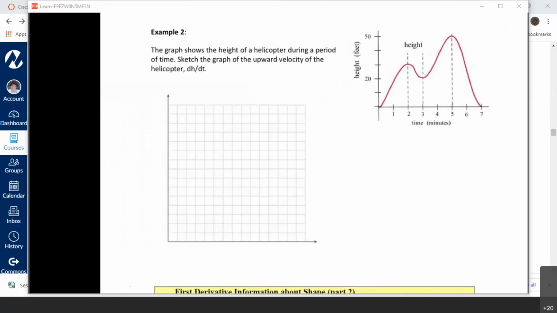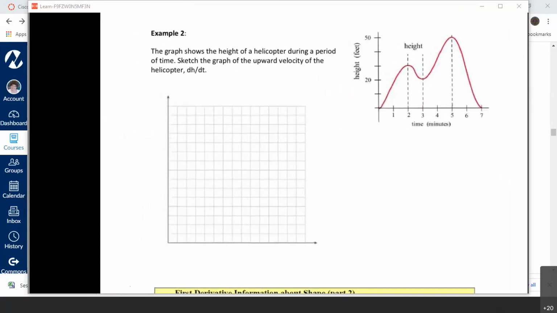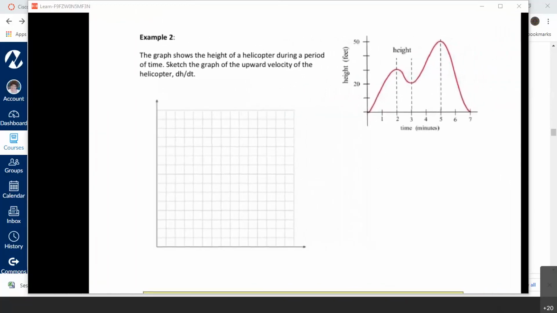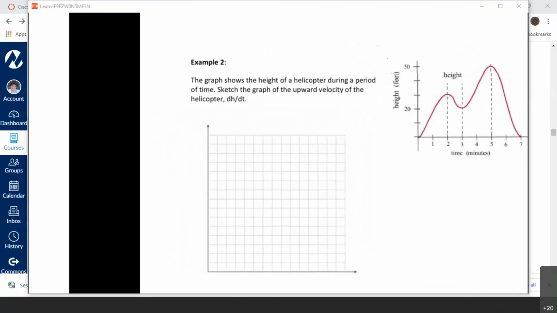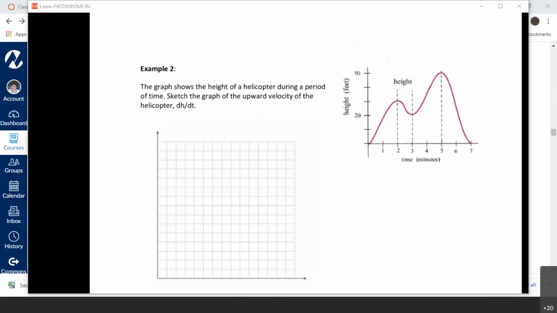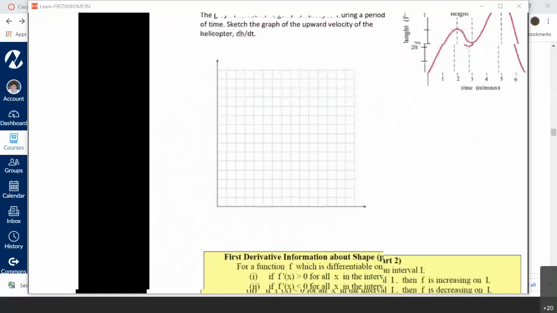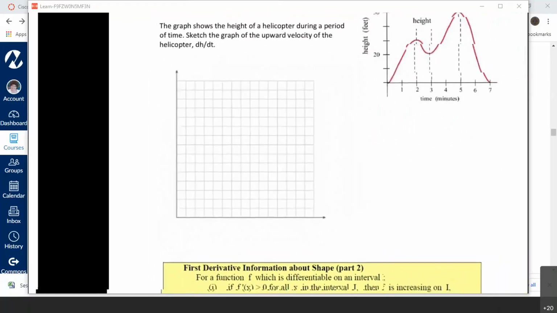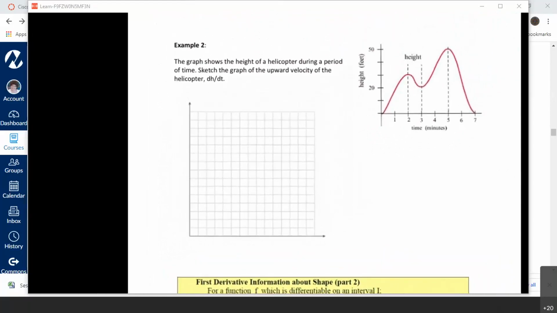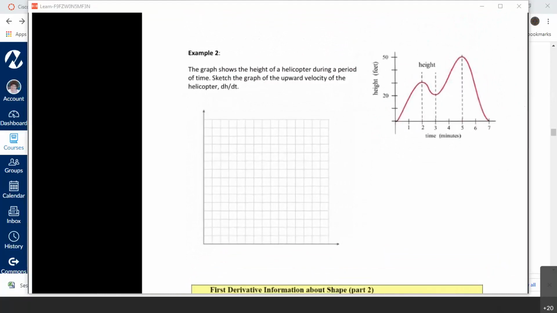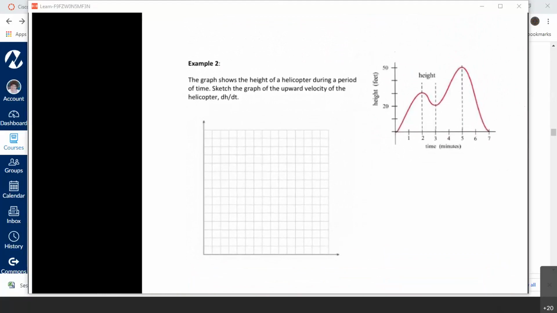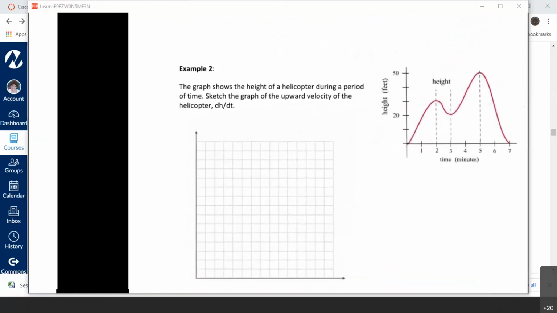Another way of putting that is they want h prime, and again, I'm having a problem with my notes. So just give me a second. I'm having a little bit of trouble. I'm not able to get my pencil to work. Hold on. This happens from time to time.